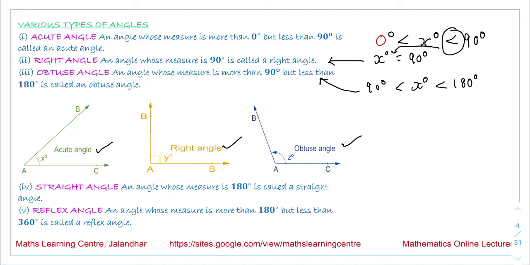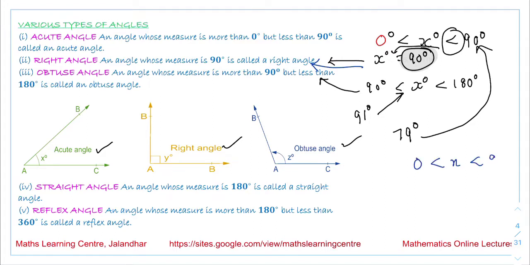If an angle of 79 degrees is given to us, it is an acute angle. If 91 degrees is given to us, it is an obtuse angle, and if it is exactly 90 degrees, then it is called a right angle. So we have started from 0 to x to 90 degrees, then it is equal to 90 degrees, then 90 is less than x is less than 180 degrees, and if it is equal to 180 degrees, then it is called a straight angle.